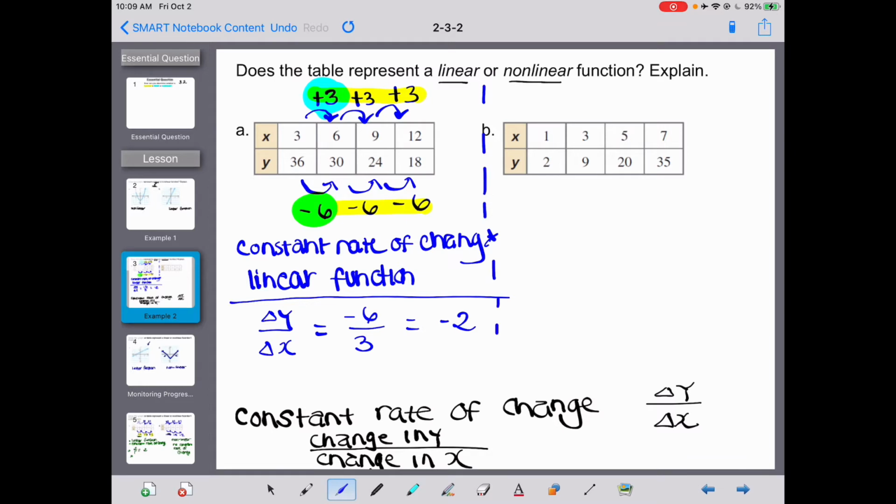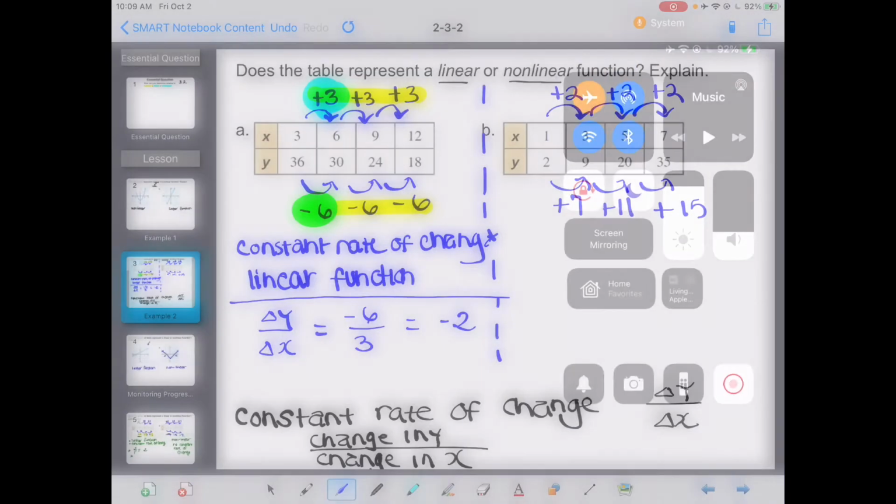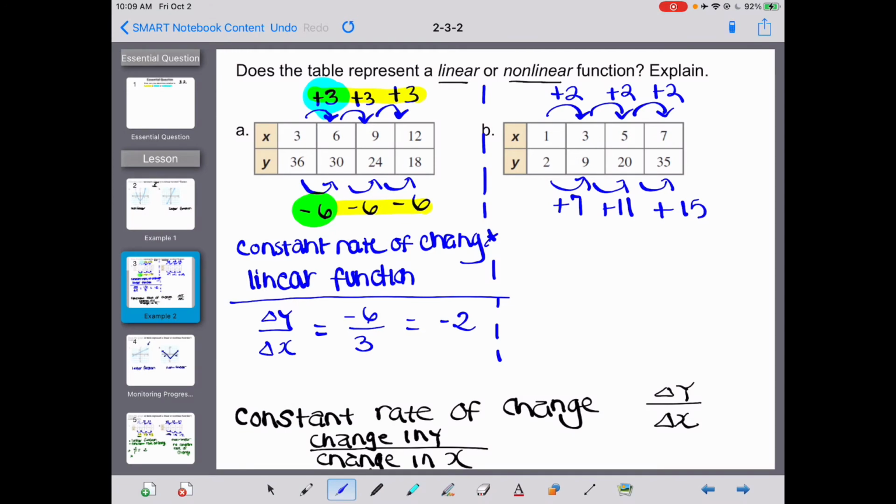For part B, try finding the change in x's and the change in y's, and then play the video to check. All right, so you should have gotten different values for the change in the y. Now, we know that this is nonlinear because they're not constant numbers each time. Here they were, but not for the y's. So it's nonlinear, no constant rate of change.